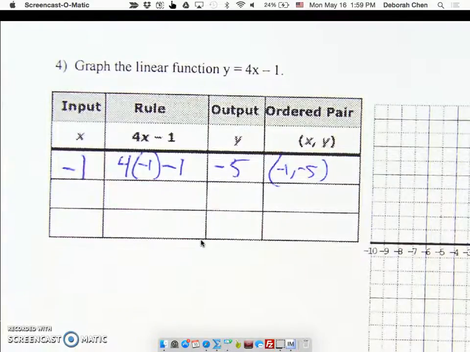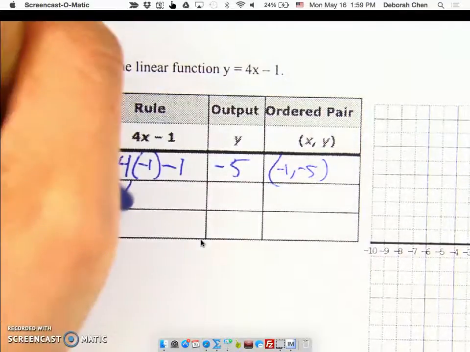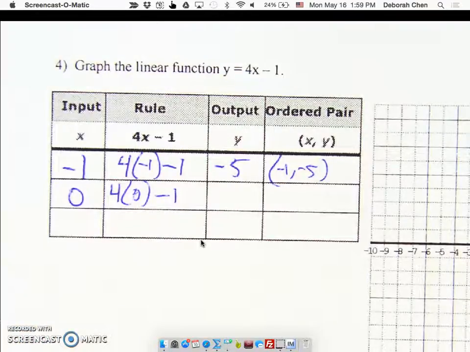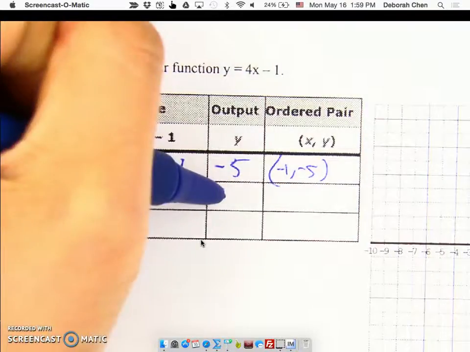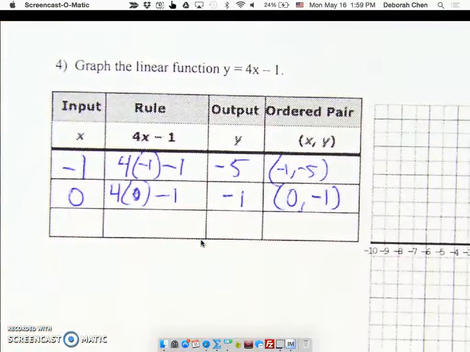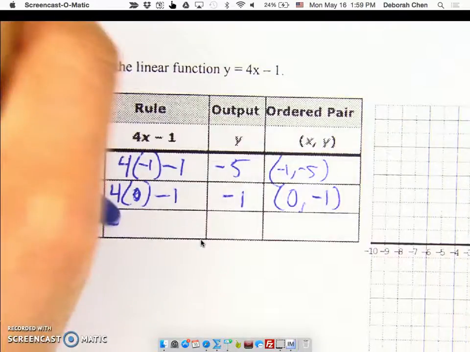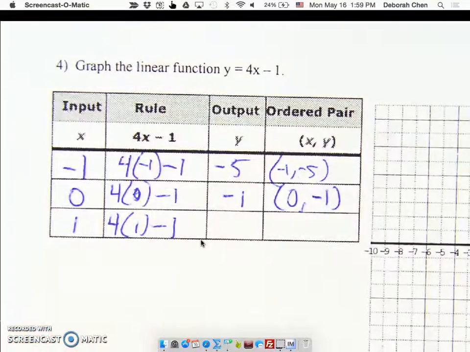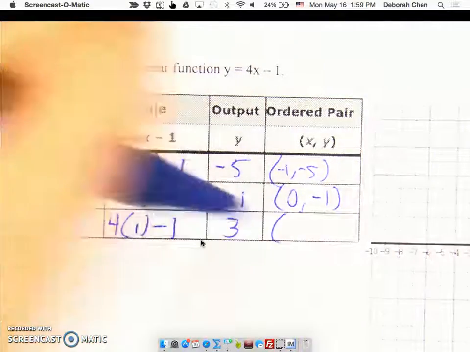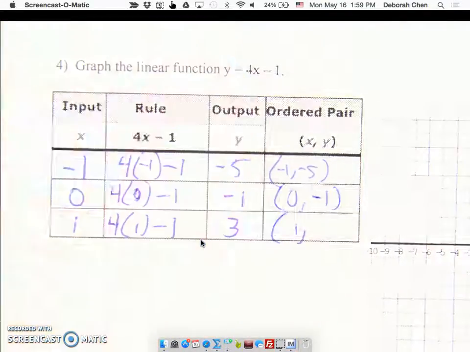Let's pick another easy number, like 0. So 4 times 0 minus 1 would be 0 minus 1, which is negative 1. So our ordered pair is 0, negative 1. Another easy number we can plug in is 1, keeping our lives easy. 4 times 1 minus 1. What's 4 minus 1? What's our ordered pair going to be? 1, 3. Very good.